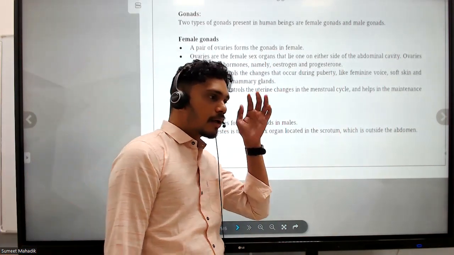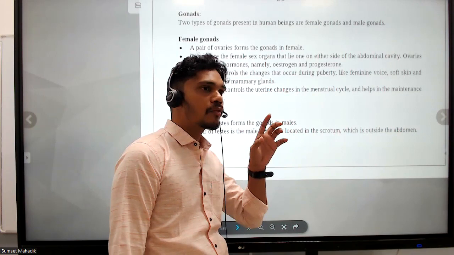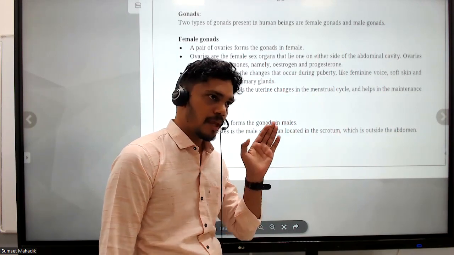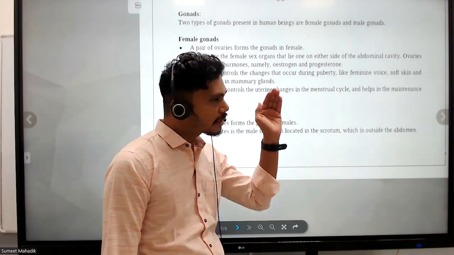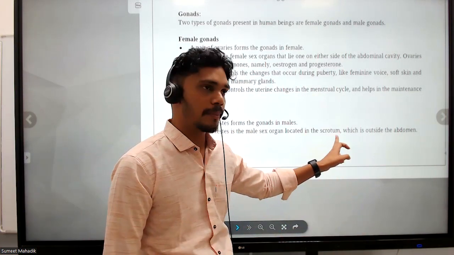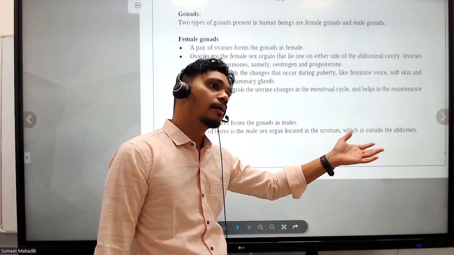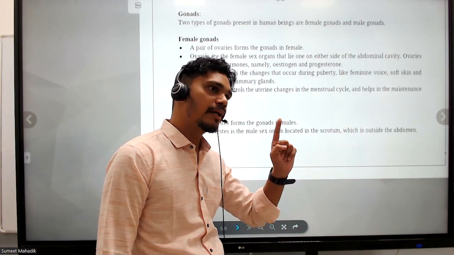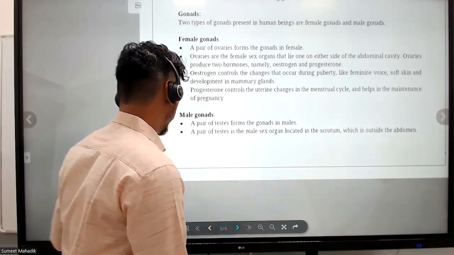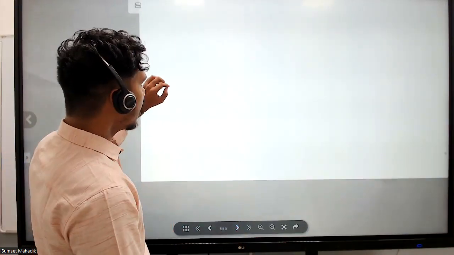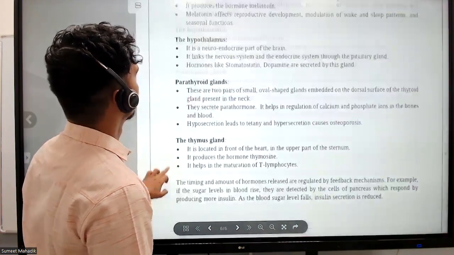Whenever there is a birth, in the initial days the gender of the fetus is female. After some time, the testes descend down into the scrotum from the abdominal cavity, and then it becomes male. So the first gender is always female. Very good. Now we move to the last part.